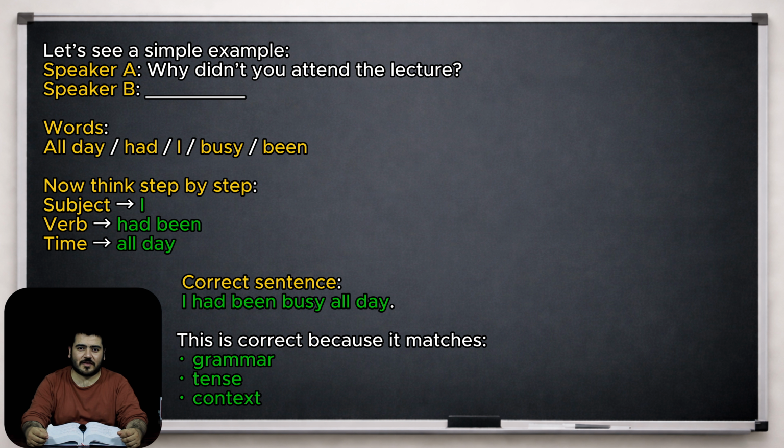Let's see a simple example. Speaker A: Why didn't you attend the lecture? Speaker B: There are words given. All day, had, I, busy, been. Now think step by step. The subject is I, verb had been, time all day. So the correct sentence: I had been busy all day. This is correct because it matches grammar, tense, and context.